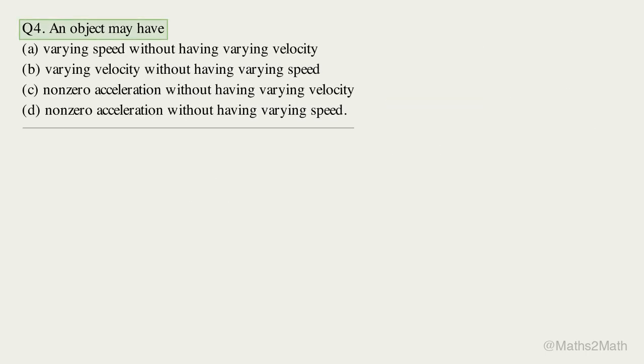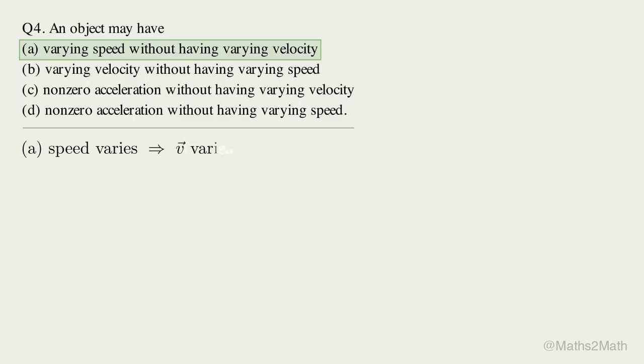Question 4. An object may have Option A, varying speed without varying velocity. Option B, varying velocity without varying speed. Option C, non-zero acceleration without varying velocity. Or option D, non-zero acceleration without varying speed. What does this mean? Speed is the magnitude of the velocity vector. The vector can change by turning even when its size is fixed.